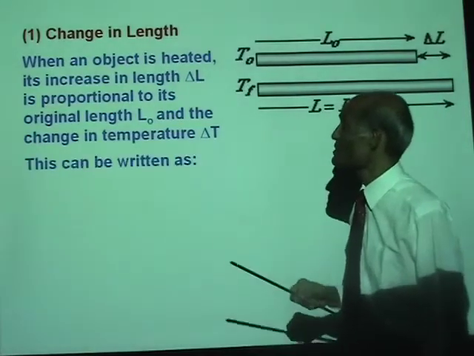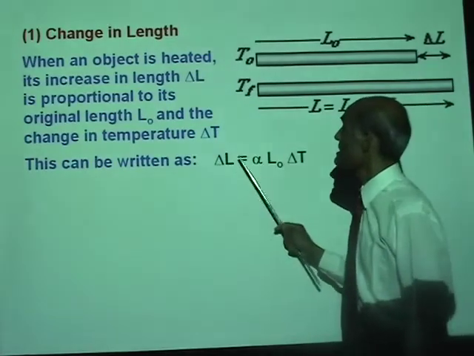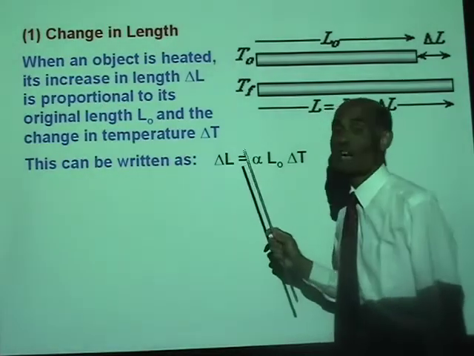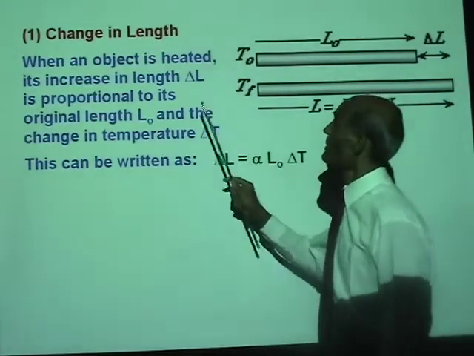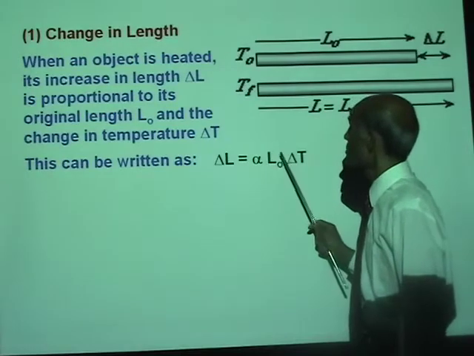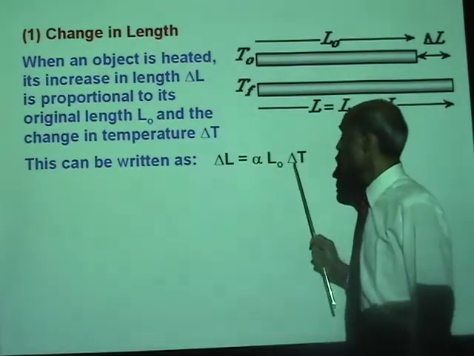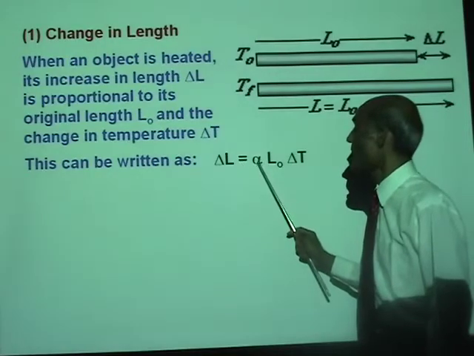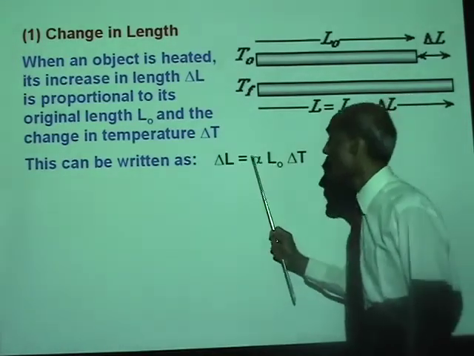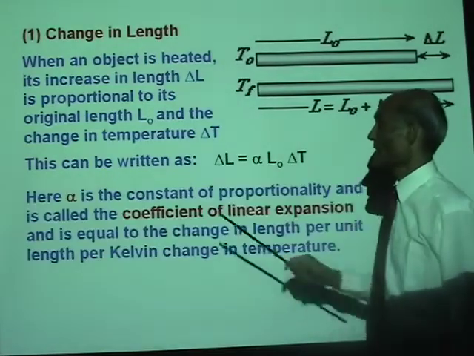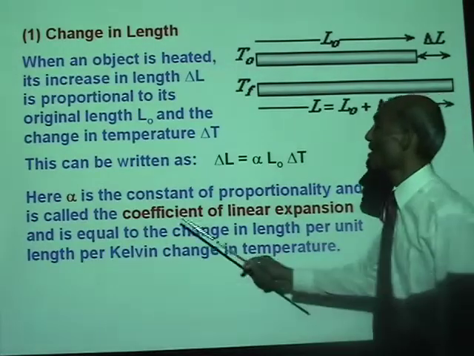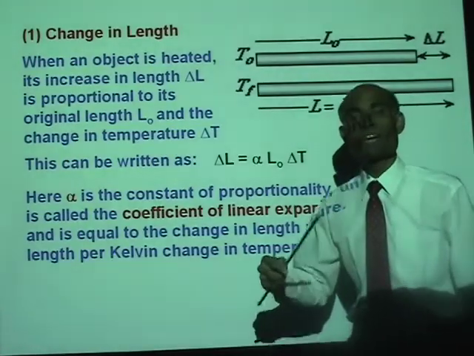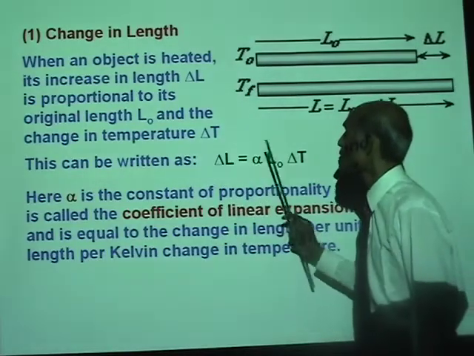Can we write this as an equation? Well, remember, a proportionality sign can be replaced with an equal sign by adding a constant. So, the change in length delta L is proportional to the original length L0 and the increase in temperature delta T, and can be written as delta L equal to alpha L0 delta T, where alpha is a constant. Alpha is a constant of proportionality, and we call it the coefficient of linear expansion, or sometimes it is called the linear expansivity. We will call it the coefficient of linear expansion.